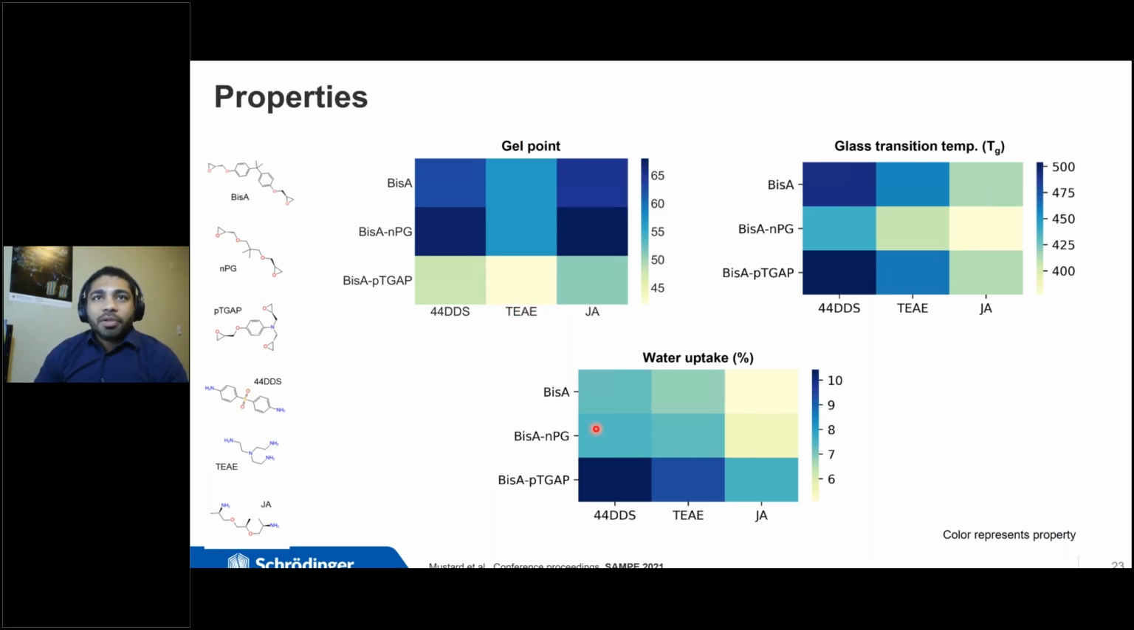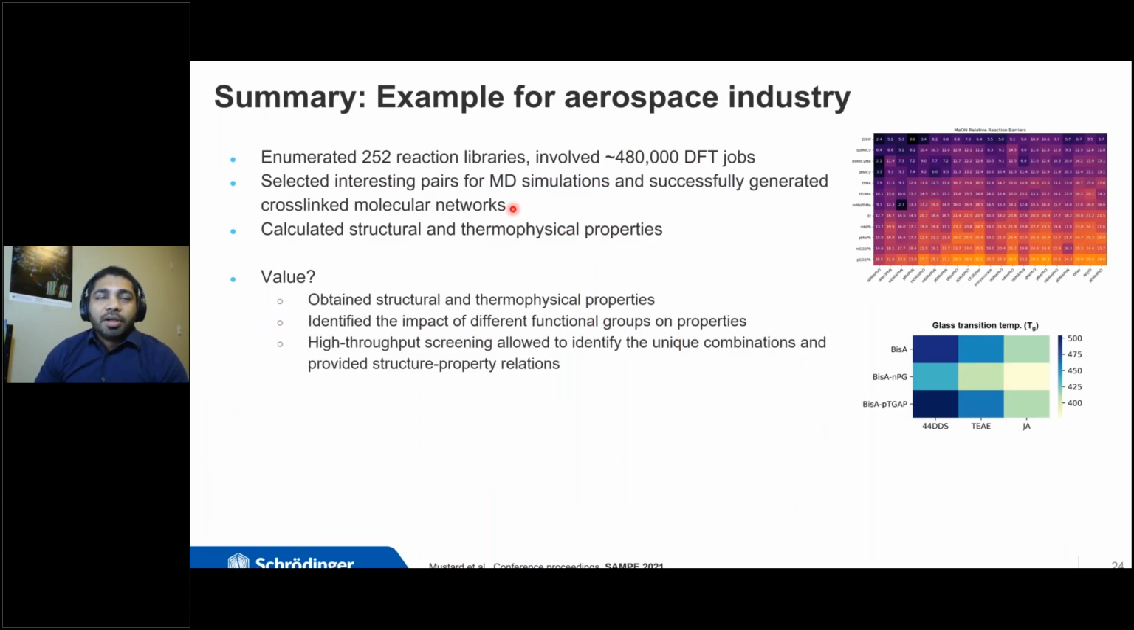To summarize this particular case study in the aerospace industry, we successfully enumerated 252 epoxy-amine combinations and obtained the activation energies, which involved about 500,000 DFT calculations. We selected some of the interesting epoxy-amine pairs and performed molecular dynamics to obtain a cross-linked network. And then we compared different properties such as glass transition temperature, water uptake, and also the gel point of these systems. Now, coming back to what value we obtained from these simulations.